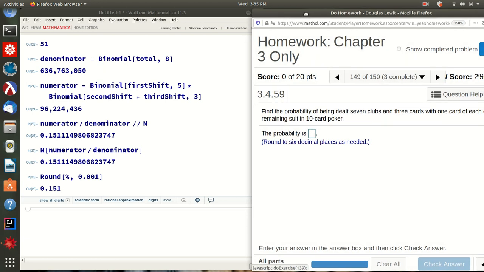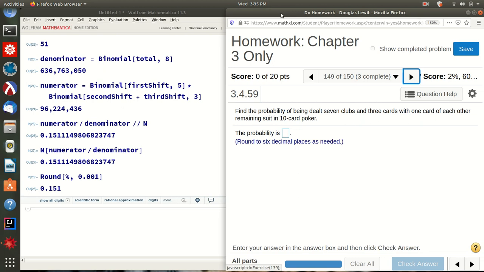Okay, this is a really interesting problem, and it's a little bit tricky. This will be the last problem that I do in this video. Problem 149. Find the probability of being dealt 7 clubs and 3 cards with 1 card of each other remaining suit in 10-card poker.